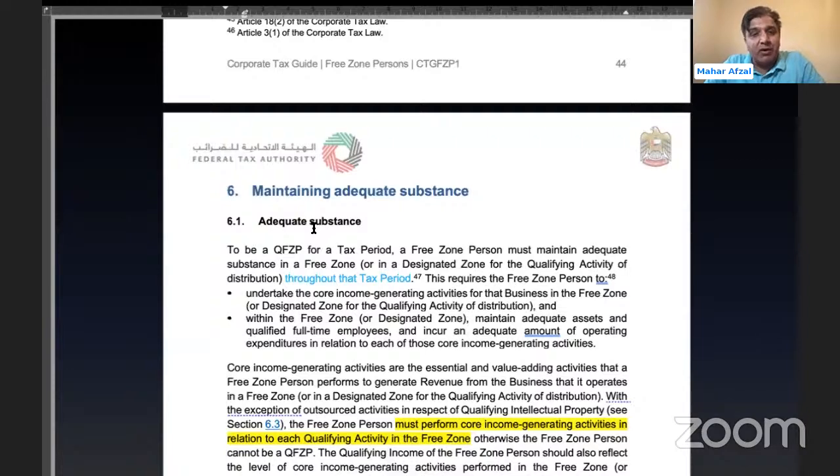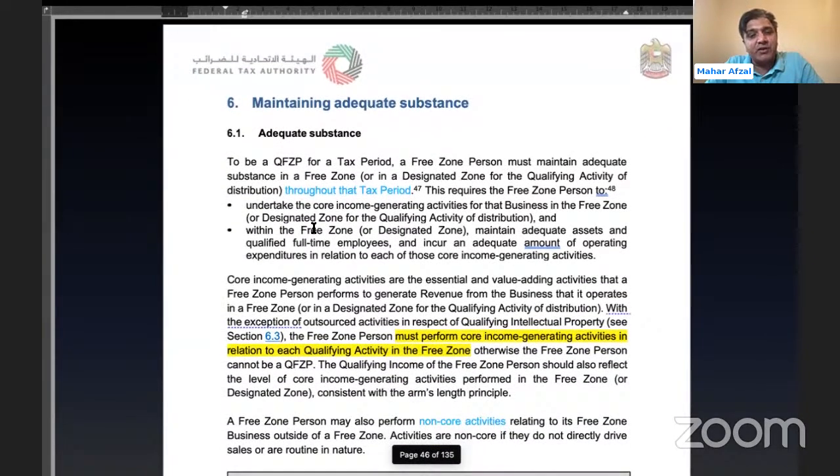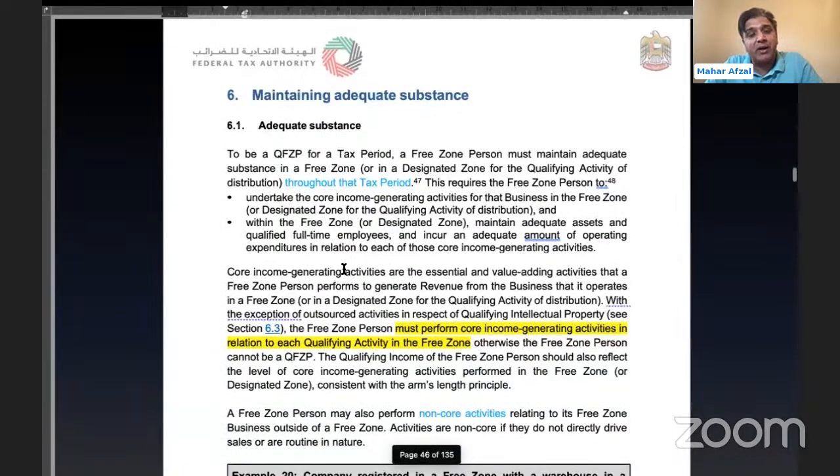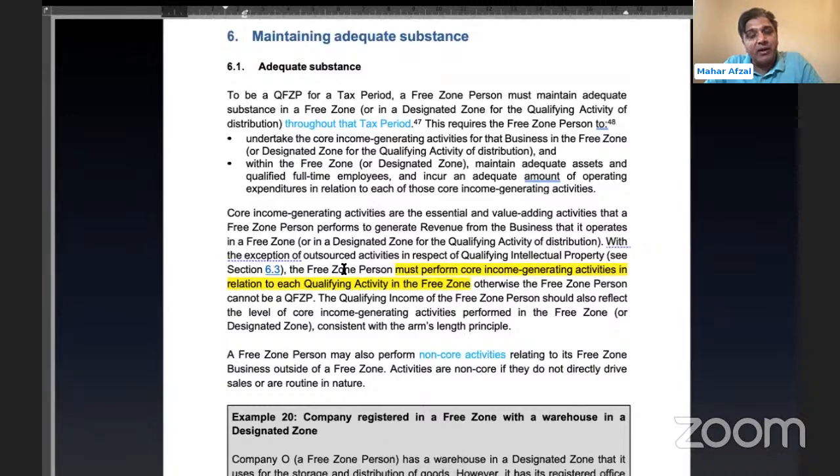Adequate substance, we have already discussed. You need to maintain the adequate substance, and there is a specific requirement for the qualifying intellectual property business, where you can outsource it. While for the distribution business, you need to be in the designated zone, and this adequate substance needs to be maintained throughout the period. You cannot double count the head, basically. What are your employees? You cannot double count.